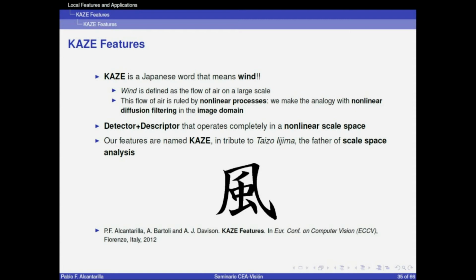And also we decided to choose a Japanese word in order to pay tribute to Taizo Iijima, who was the father of scale space analysis. So scale space analysis was first discovered in Japan. And what KAZE is doing is performing feature detection and description completely in a nonlinear scale space. This was first published in ECCV 2012.